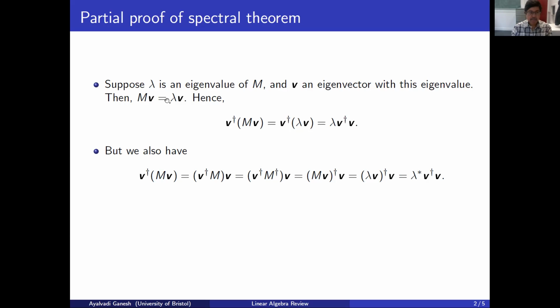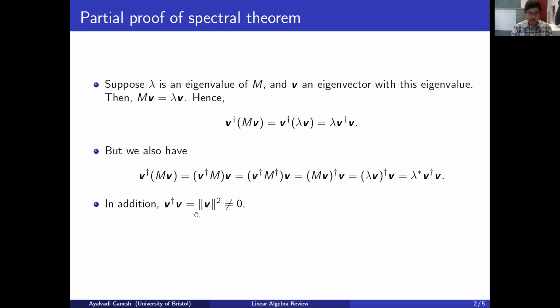Okay, so we've evaluated V dagger MV in two different ways, and so those two things should be the same. Lambda times V dagger V is the same as lambda star times V dagger V. And so I want to claim from that that lambda equals lambda star. To do that, I want to be able to cancel V dagger V, and I can do that if it's non-zero. It's a scalar, and I want it to be non-zero. And is it?